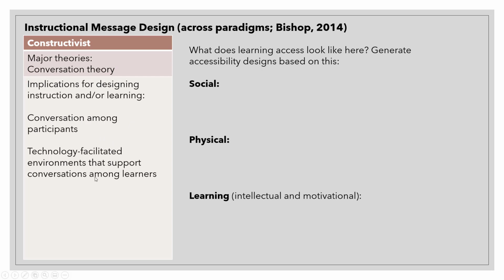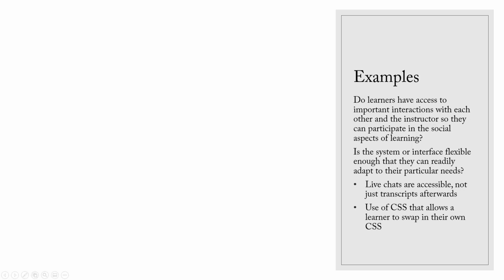So now we're talking about more than just content and more than just interface design and cues and things like that. We're really talking about how much can a learner participate, how much access do they have to the interactions in the learning environment that are important to the learning process. So again, an example of this, thinking through, do learners have access to important interactions with each other and the instructors so that they can participate in the social aspects of learning?